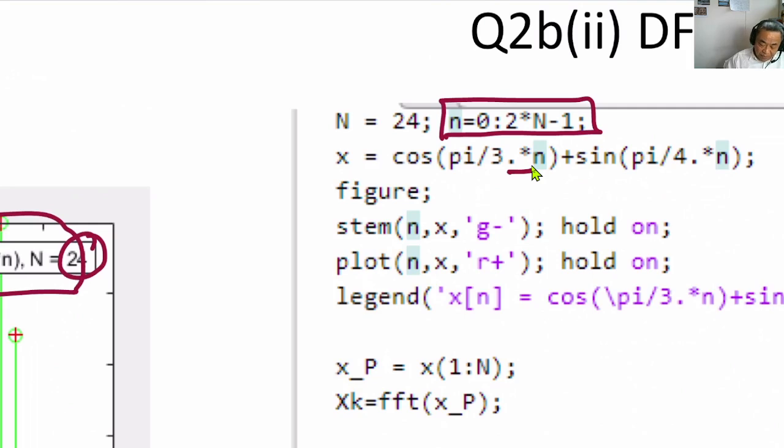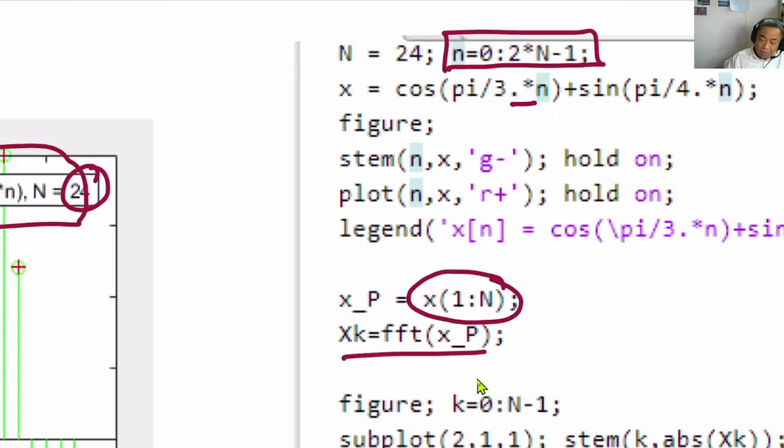However, please be careful. When we want to extract one single period, MATLAB indexes the vectors starting from 1. So we need 1 to N, not 0 to N minus 1. It's very strange and you have to get used to this problem. In Python, it's fine. Python uses index from 0 for its array, but MATLAB starts index from 1.